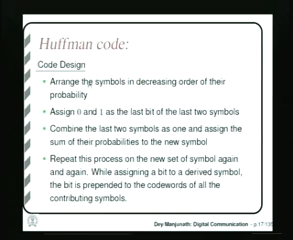So, here we summarize the design process of Huffman codes. First, we arrange the symbols in decreasing order of their probability, and then we assign 0 and 1 as the last bit of the last two symbols, then combine the last two symbols as 1 and assign the sum of their probabilities to the new symbol. And then we repeat this process again and again. We again arrange these new probabilities in decreasing order and keep doing this. And when we want to assign a bit to a new symbol, that is a derived symbol, we actually add that bit to the left of all the symbols from which that new symbol came.